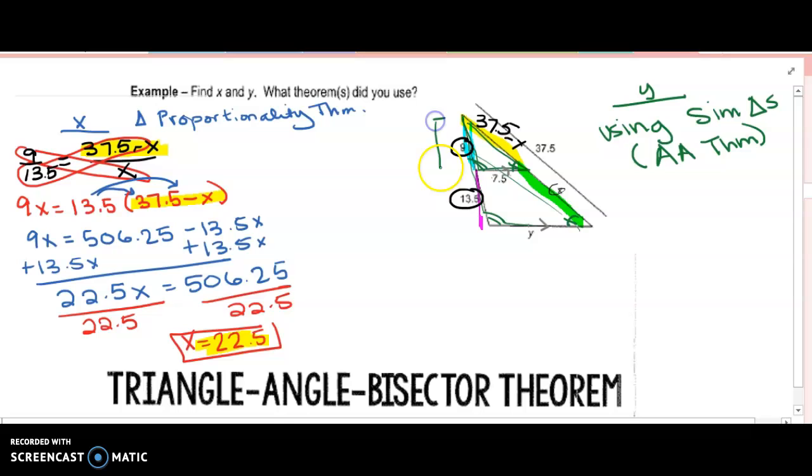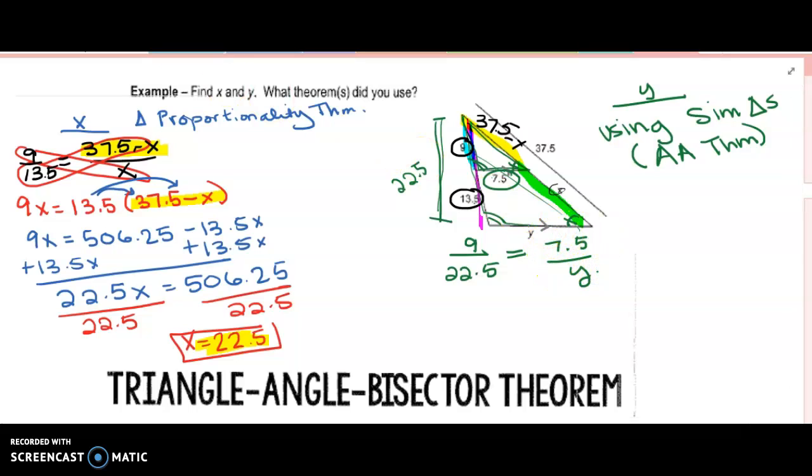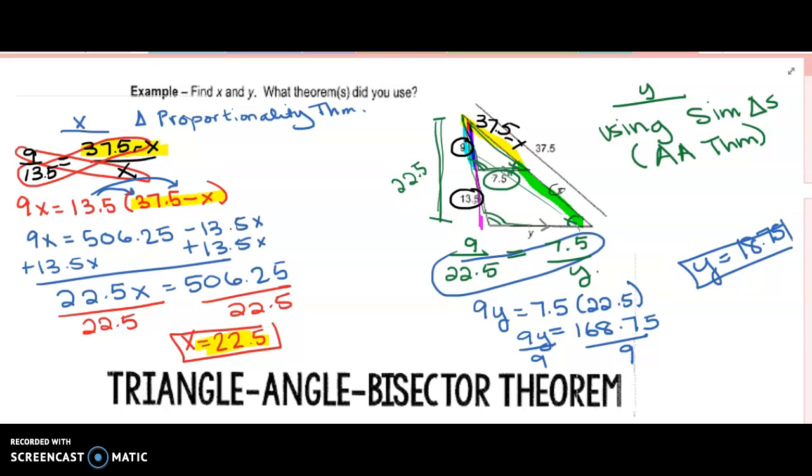Okay, so for this whole triangle, this is 9 plus 13.5, so this is 22.5. Okay, so I can say that this here, so 9 is to this whole thing, because we're looking at the whole triangle, 22.5 equals 7.5 over y. Okay, now go ahead and solve this. All right, when you worked it all out, you should have gotten y equals 18.75.